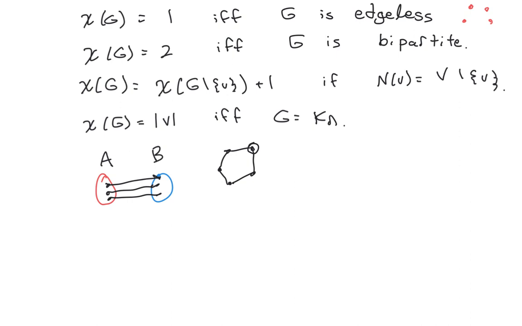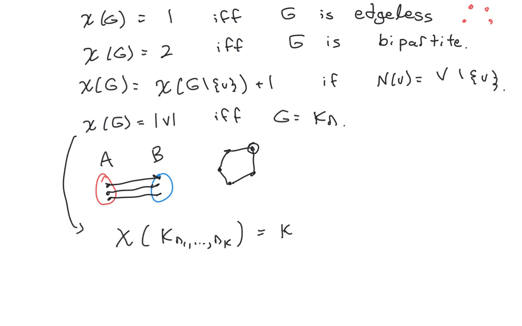Finally, if you have a vertex V such that its neighborhood is all the other vertices, then you can see that chi of G is equal to chi of G minus V plus 1. In other words, that vertex V has to get a distinct color from the rest of the graph. On top of that, by induction, chi of G is equal to the number of vertices of your graph if and only if you have a complete graph. As soon as you have a missing edge, then you can try to color those vertices the same color.